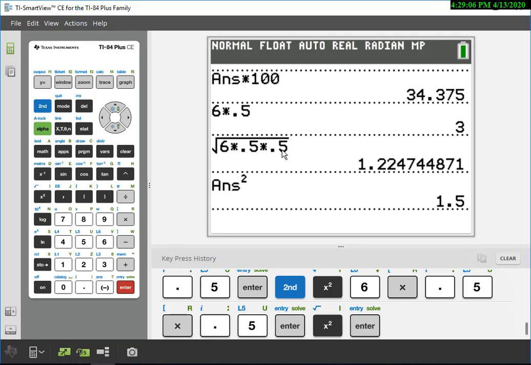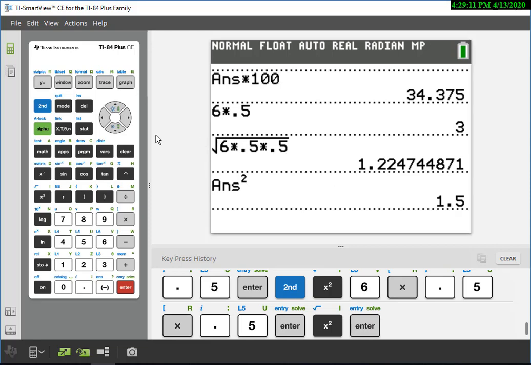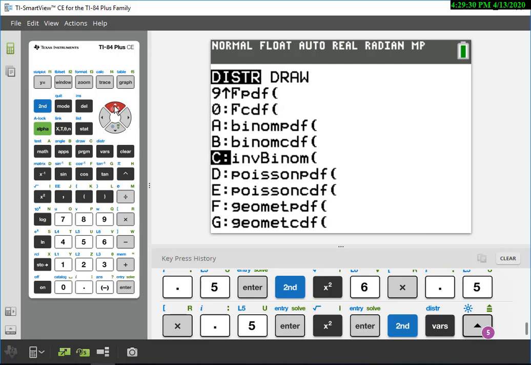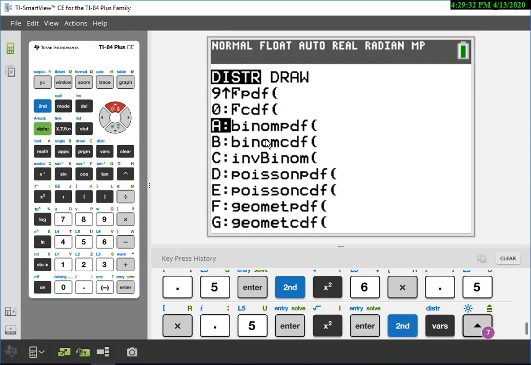Now, the best thing to do with using a binomial distribution is to practice figuring out what the question is asking, and also practice the differences between binomial CDF and binomial PDF. Remember that the binomial PDF is for calculating an exact probability, versus the binomial CDF, which is for calculating a cumulative probability.